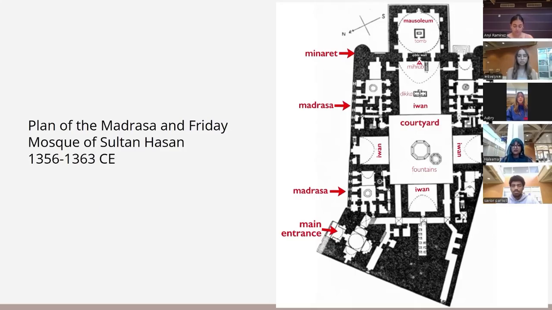The complex is also composed of the four-iwan Jami, which is the Friday Mosque, and then a madrasa, which is a secondary school, or mausoleum. The congregational mosque was composed of a central courtyard with four iwan halls, which are enclosed on three sides and open to the courtyard on one side. And when it's not being used for prayer, these spaces function as seminar spaces for the madrasa.